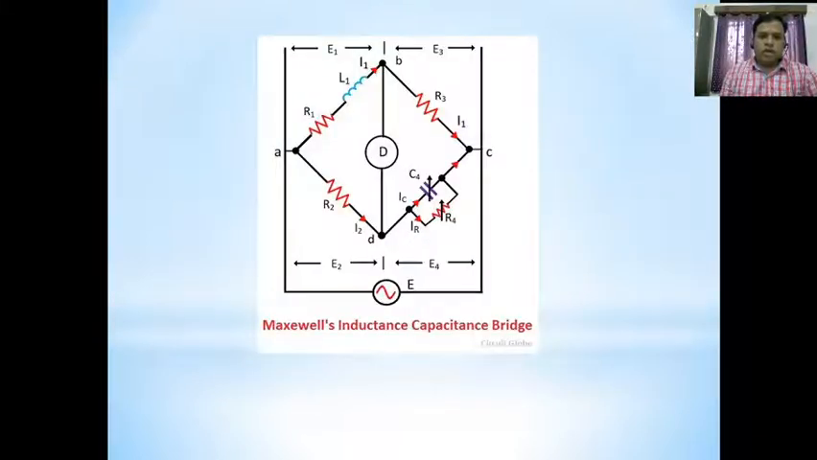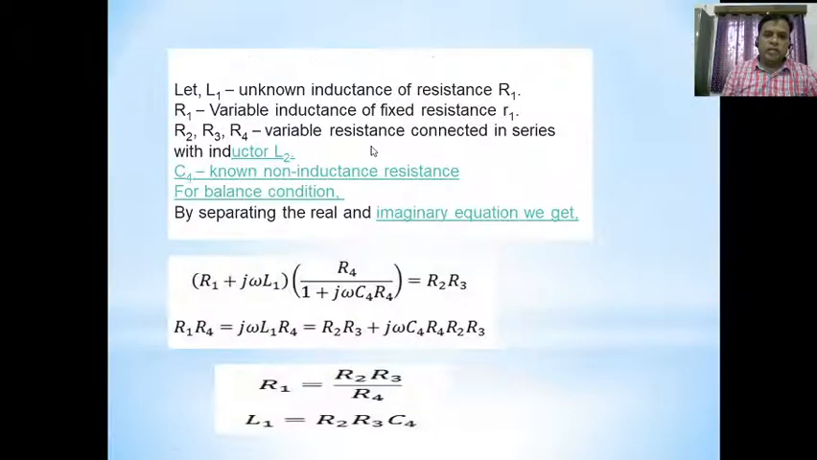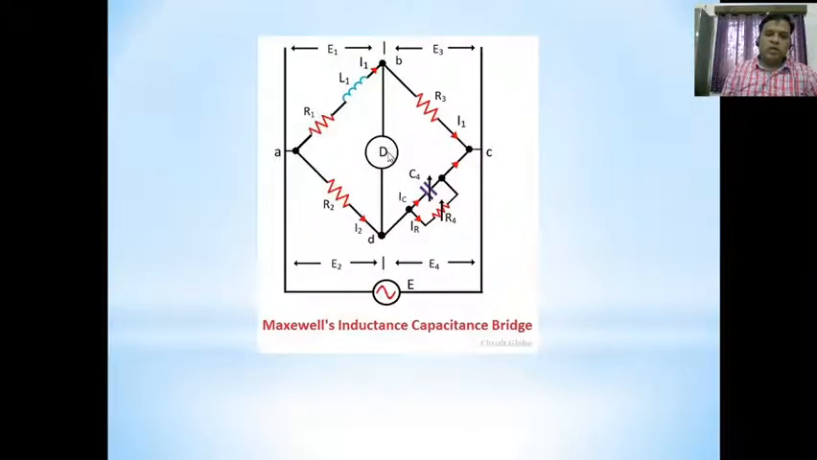In the figure, you have the inductance L1 with R1, then R2 and R3, and R4 and C4 are in parallel to each other. This arm DC has a resistor and capacitor in parallel, here we have R3, R1 in this arm and R2 in this arm. As usual, the detector is placed, that is a vibration galvanometer, or it can be a headphone. Both can be used here.